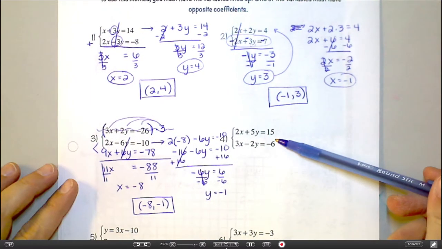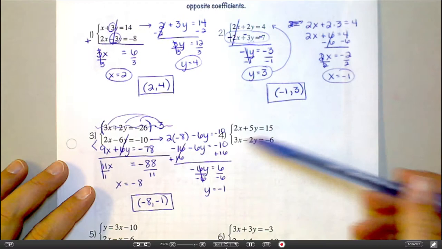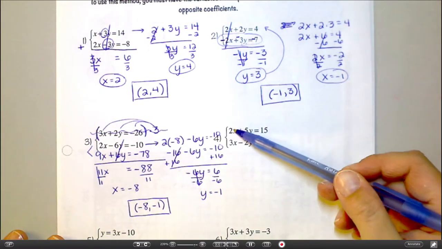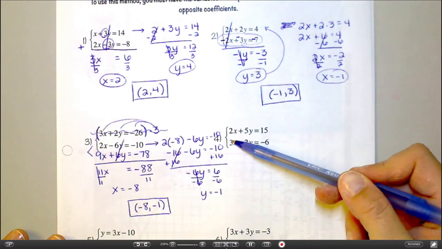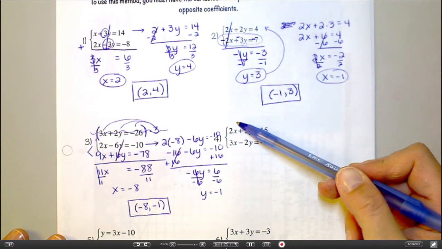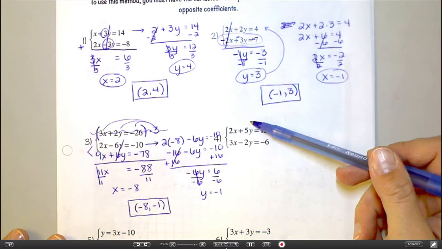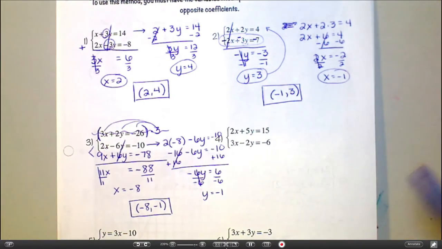Let's take a look at this one. Do you have anything here that changes into each other easily? Like, does 2 change into 3? Or 3 change into 2? Not really. Does 5 change into 2? Or 2 change into 5? No. So I'm going to have to change both equations here.